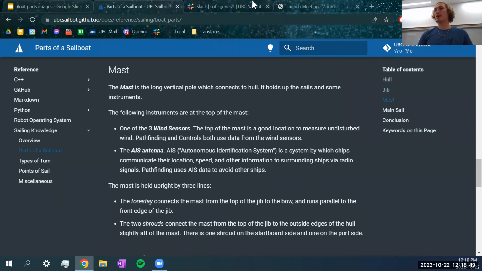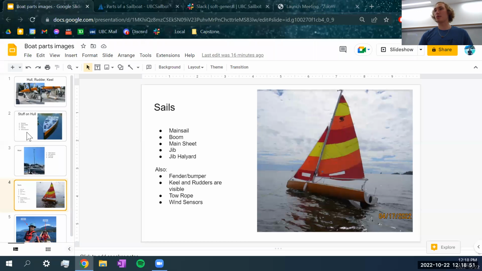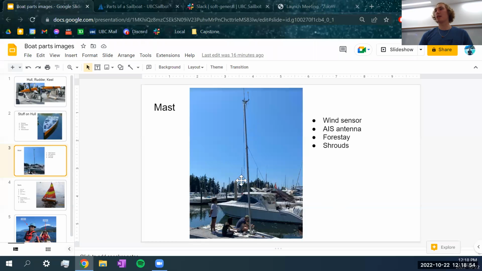So then we'll talk about the mast. The mast is just what holds up the sails. It's this big long pole. And then at the top of the mast, we have the AIS antenna, which is the longer stick. And then there's a wind sensor there too. The wind sensor is kind of like a pole with a little disc on top. And then the mast is held up by a couple of cables. So there's the forestay in front, and then there's 2 shrouds. There's just a lot of ropes in the background with all the masts. But the forestay is this one, and these two ropes, and that gives the mast stability and holds it up.